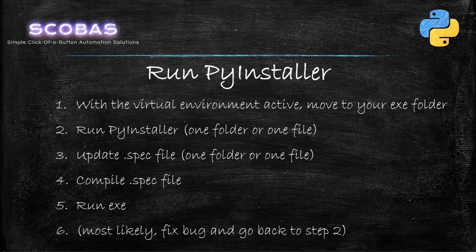Okay, PyInstaller creates a spec file that needs to be updated. Again, this depends on whether it's a one folder or a one file option, but we'll show you both. Then you need to compile or recompile the spec file, and then you can run your app. And most likely you will come across a bug because the app that we've built, our backup app, doesn't do the same thing as yours. So you might have bits that create bugs that we haven't seen. Okay, so in that case, you fix the bug and go back to step 2, run PyInstaller, update the spec file, and compile the spec file again.